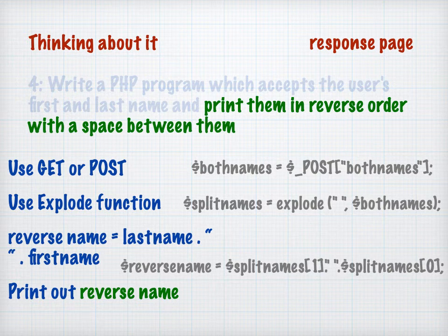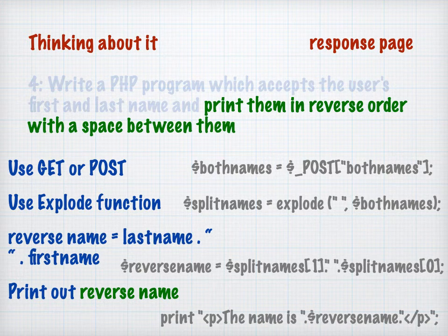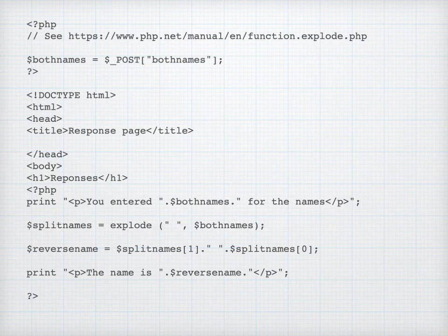Now I've used the phrase add on there, but what we're actually doing is that thing that's called string concatenation. So we're combining strings together. So I take split names 1, which is a string, and I attach a space, and then I attach split names 0. And then I print it out, and that's going to look like that. So putting that all together, the code would look like this.